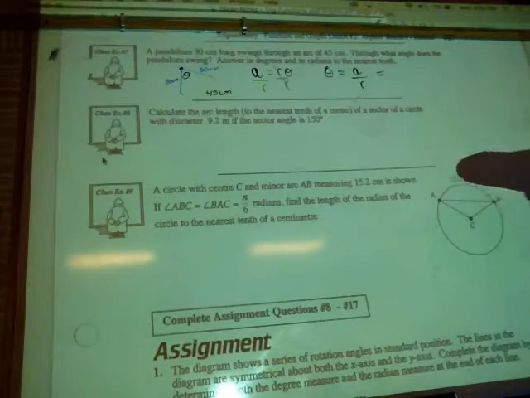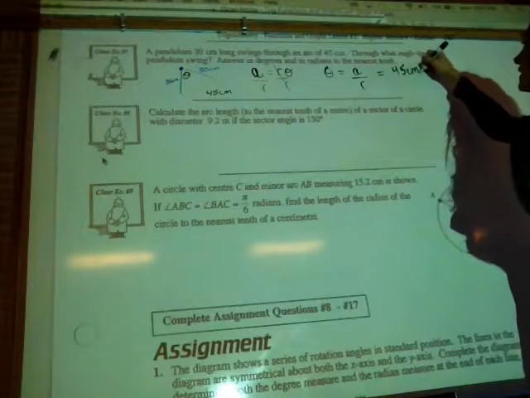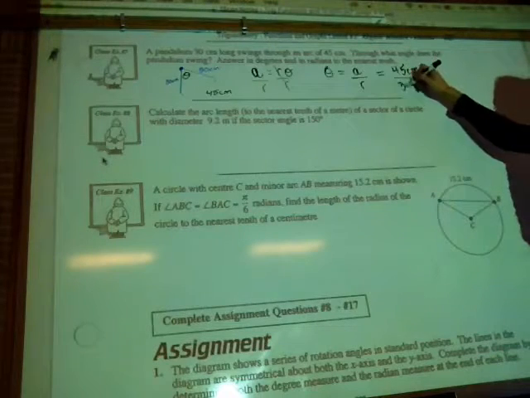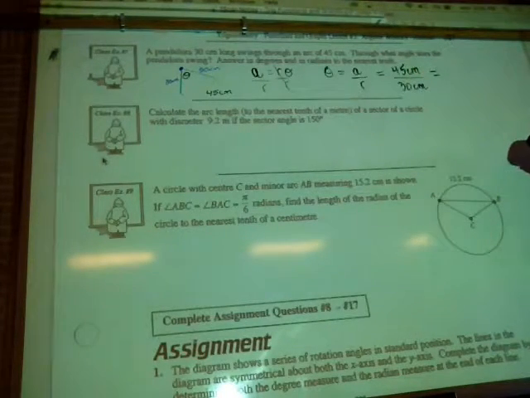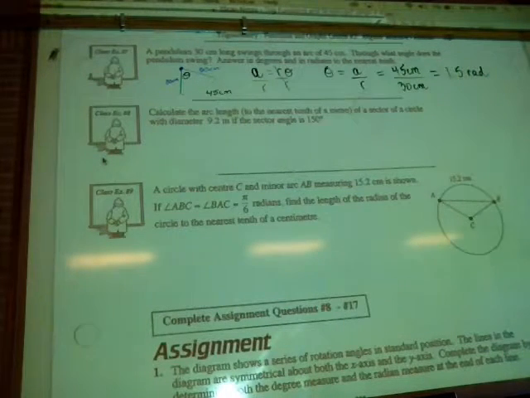What was the arc length? 45. And our radius was 30 centimeters. So 1.5, yep. So we get 1.5 radians. Okay, so that's to the nearest tenth.